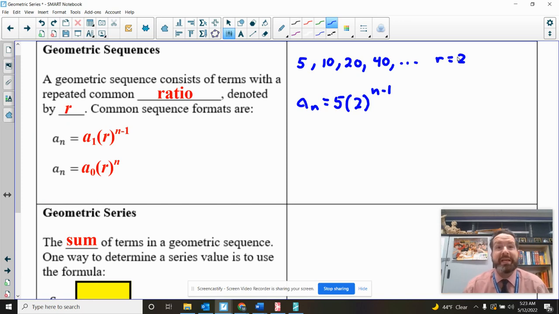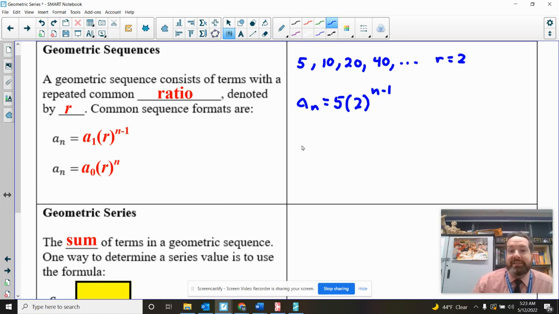And here's the nice thing. You can now find any term in the sequence just by putting that number, the number of the term, in for the n. So for example, we know the 4th term is supposed to be 40. Well, put a 4 in here. 4 minus 1 is 3. 2 to the 3rd power is 8. 8 times 5 is 40. Look at how much fun that was.